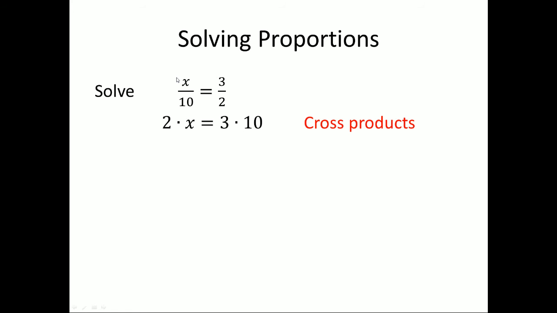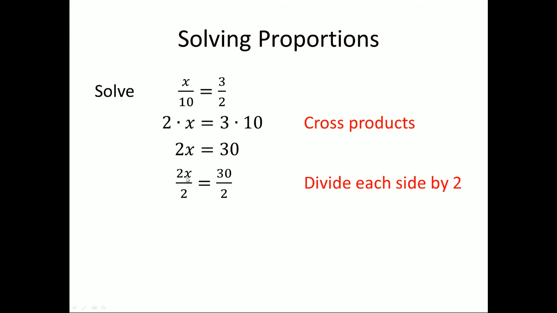x times 2, okay, 2 times x right here, and right here on the right hand side, 10 times 3 is 3 times 10, okay. 2x is on the left hand side, 3 times 10 is 30. Then you divide each side by 2 because you're trying to get x alone, you're trying to isolate x, and you get x equals 15, okay.